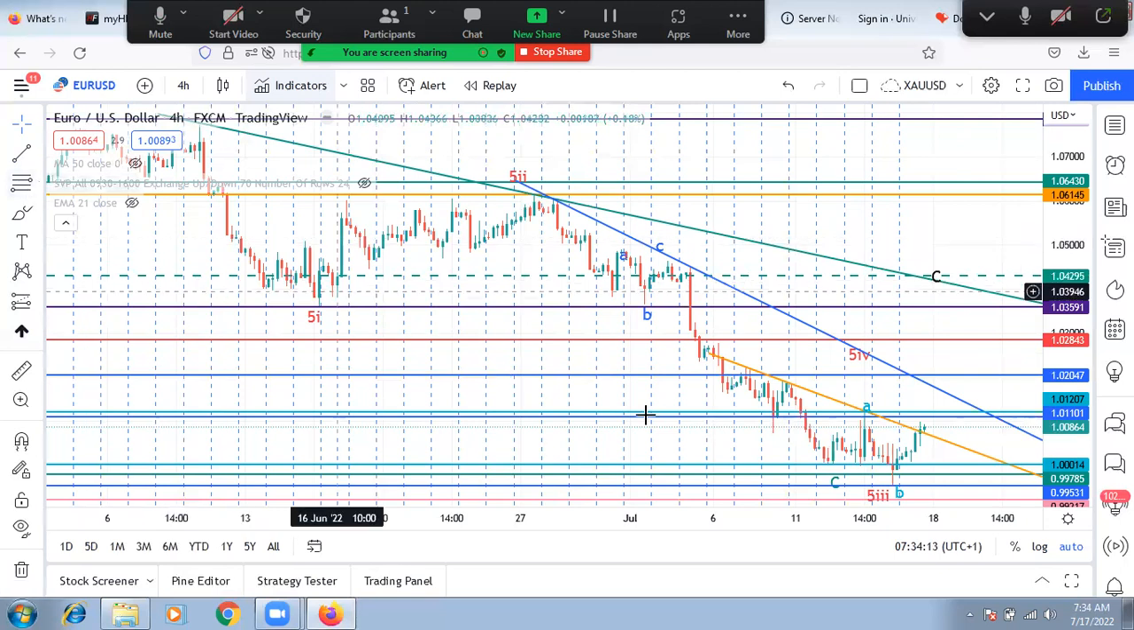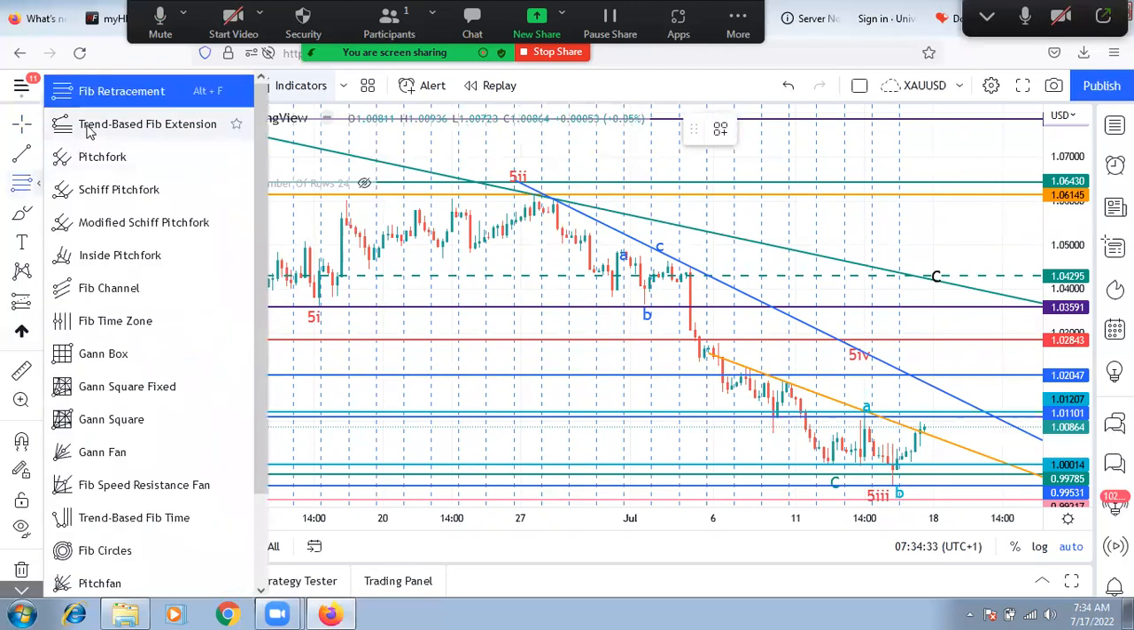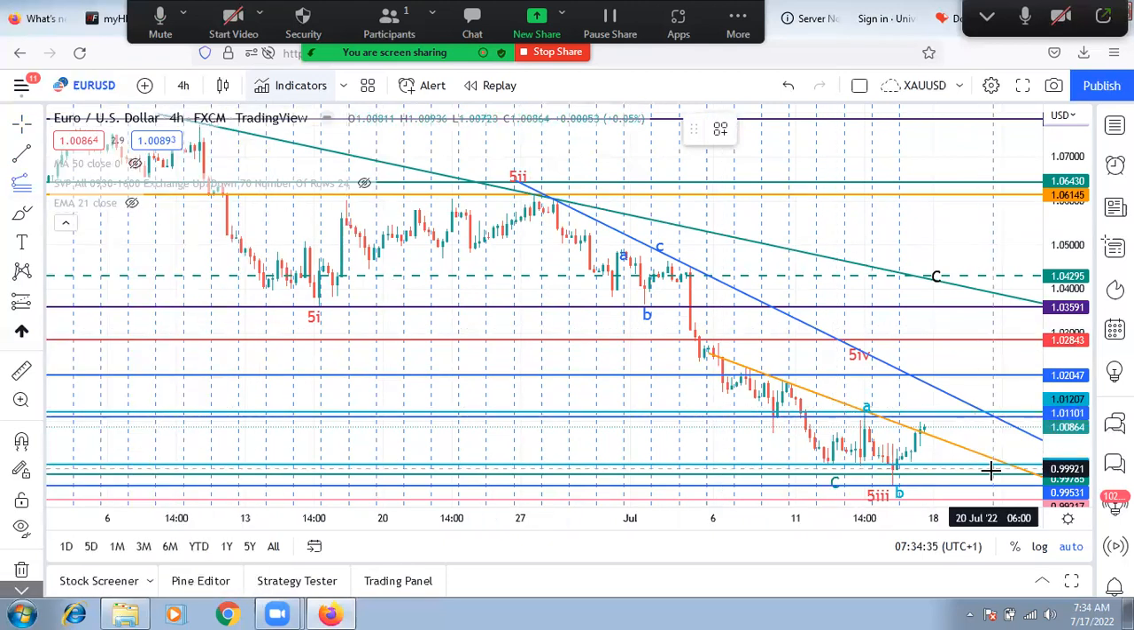If this one has been a 123 to the downside, we can now expect a running flat, which at least will give us a 100, not 123, at least a 100. So to now expect a 123 from here, we start from the end of B to the end of A.